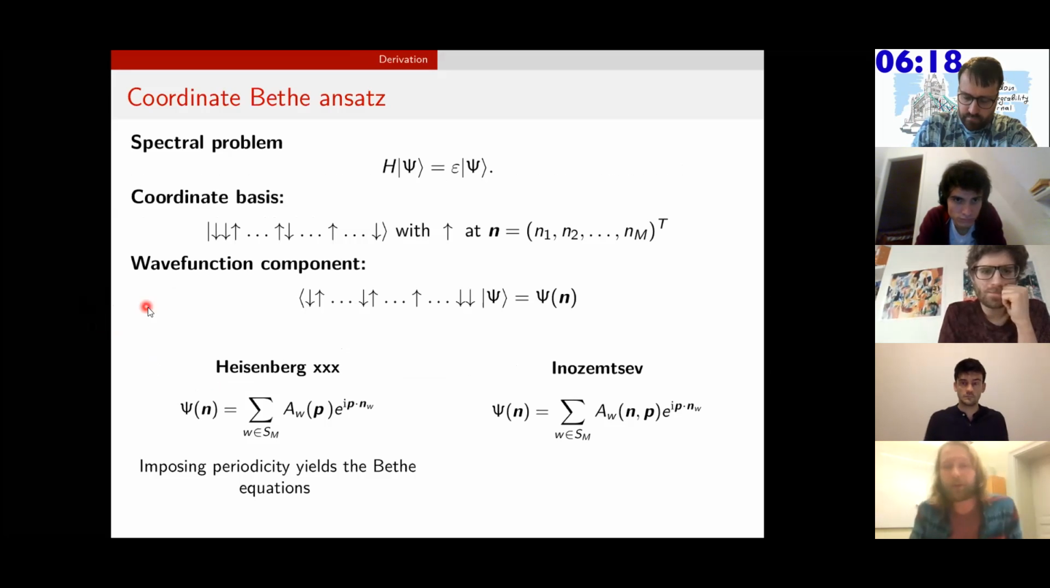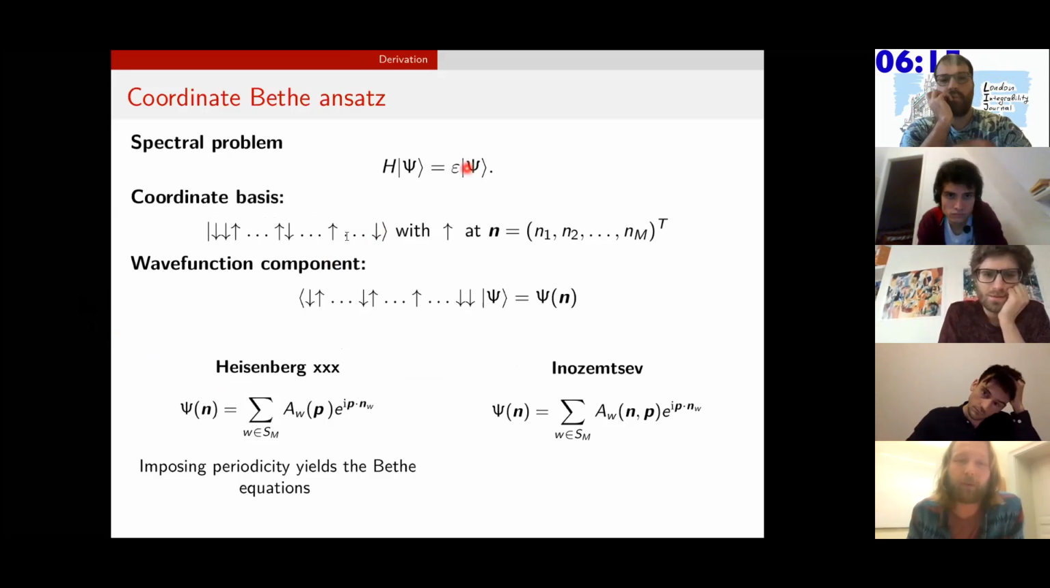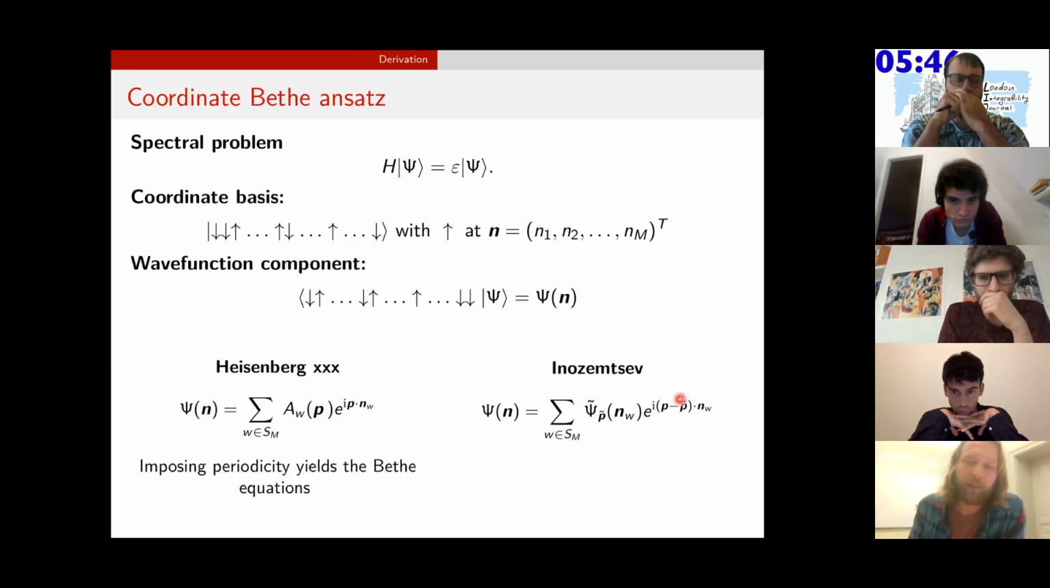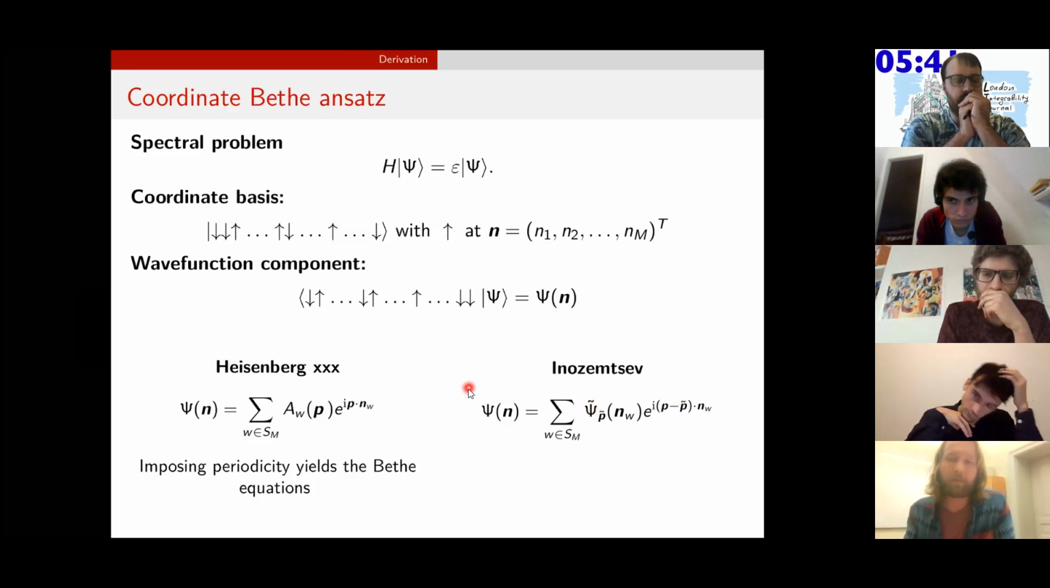The coordinate Bethe ansatz we have all studied just asks you to solve the spectral problem in the coordinate basis, where the spins up are counted by a vector n, and I have to give you an ansatz for the wave function component psi. For the Heisenberg model, we have just the sum over plane waves where we have to find these coefficients, and imposing periodicity gives you the Bethe equations. Now, Inozemtsev already said, okay, what if I just allow these coefficients to be dependent on positions as well? Can I solve it then? And the answer was yes, just not super conveniently. So our version of this is very similar to this. We just shift the plane waves by a bit, and we give a very particular interpretation to these coefficients that turns out to be very convenient.